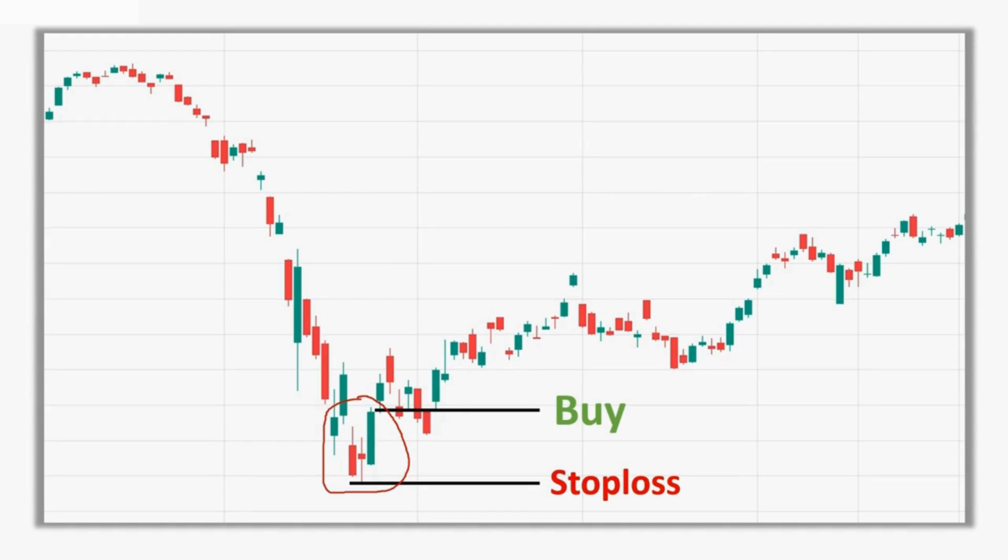So you can notice, after this pattern is formed on the chart, the market really gave a good uptrend, and we could have made a good amount of profit from this trade. So that is how this morning star pattern works in the market.